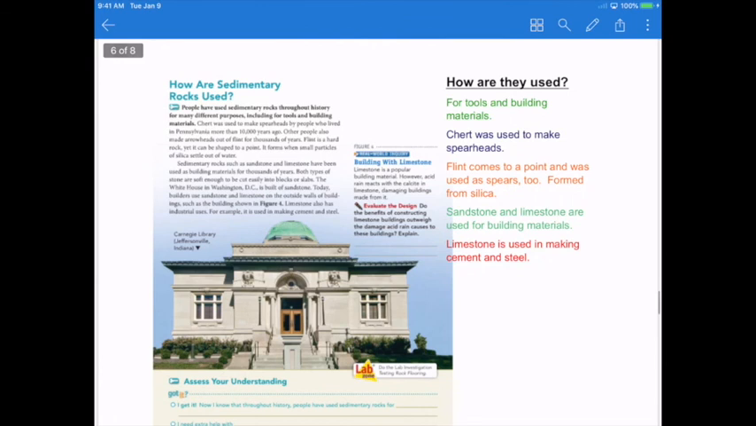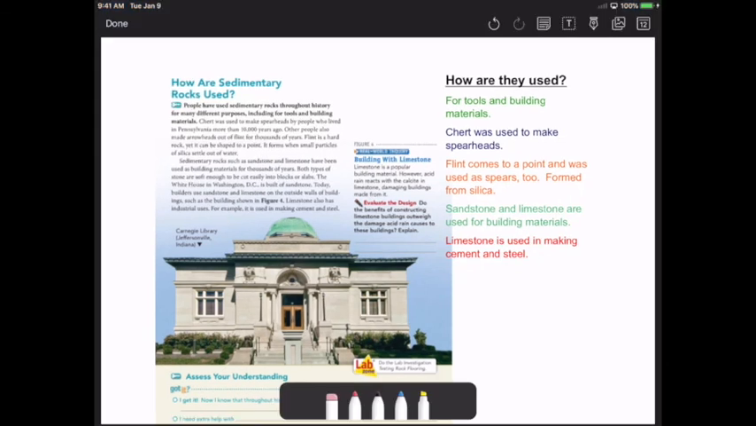Okay, so the uses. How are they used? Mainly for tools and building materials. Chert was used for spearheads, as was flint. Flint comes to a point, so it's very sharp, so it's used for spears, and it's formed from silica. Sandstone and limestone are mainly used for building materials. Limestone is great for making cement and also for steel.